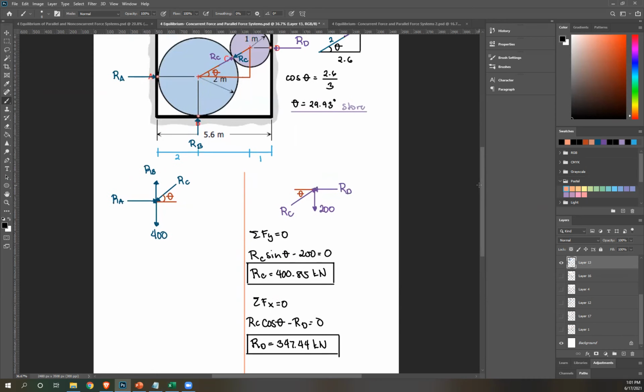Analyzing. If you do summation of forces vertical, we have two unknowns. So let's start with that. Summation of forces vertical, or y, equals 0. RB is upward. RC is downward, so negative RC sine theta, and then minus 400 equals 0. Please solve what's RB, since you already know RC.